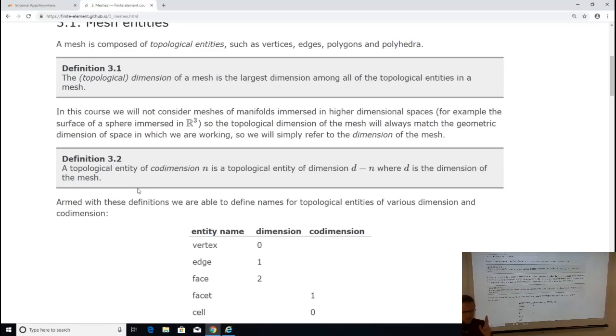So this is ever so slightly confusing. A face is a dimension 2 object, no matter what space we're in. A facet is a codimension 1 object. So if you're in 3D, faces are facets, because cells have 3 dimensions, facets have 2 dimensions, faces are 2D. But in 2D, faces are cells and facets are edges. And in 1D, cells are edges and facets are vertices. So that's dimension and codimension, and that's how we talk about stuff in a mesh.